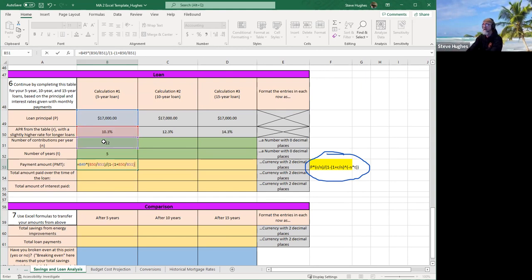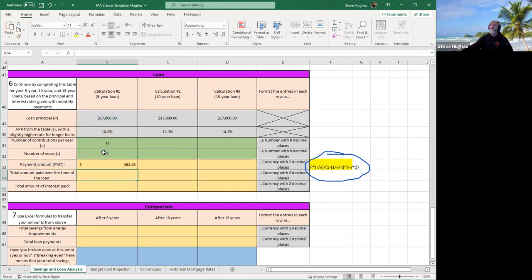I need the caret key, so that is Shift 6, open parentheses, negative N, which is B51 times T, which is B52. Close it off with a double parentheses, and we have completed the task. You guys can see the formula. You can see everything is highlighted, showing you what cells I've been using, B49 through B52. Hit enter, and we are good to go.